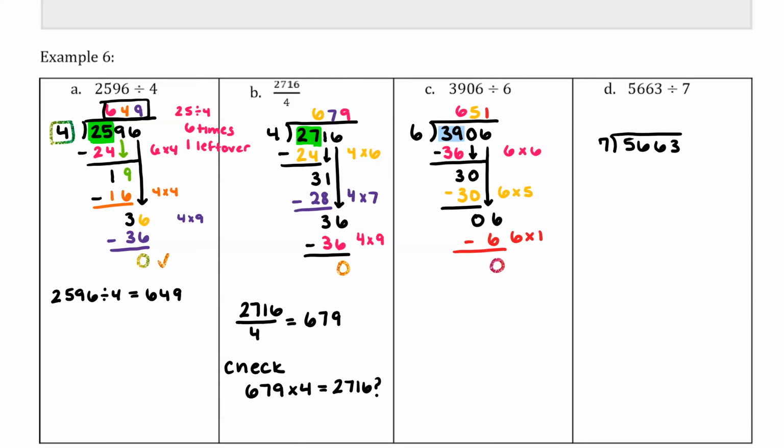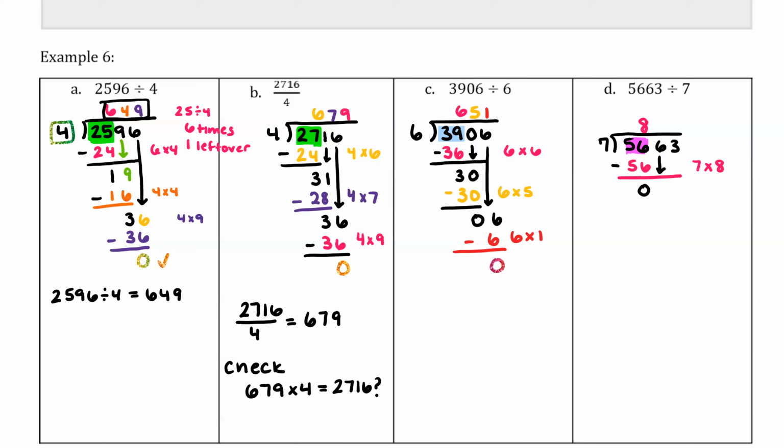Thinking of your multiplication table, 7 doesn't go into 5, so I have to start with 56. So what can I times 7 by to get close to 56? Well, 7 times 8 will make 56, so that's great. So 8 is going to go here. I'll do that subtraction. 56 take away 56 is 0, but it can't stop because I have more numbers.